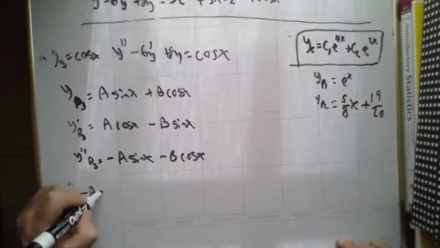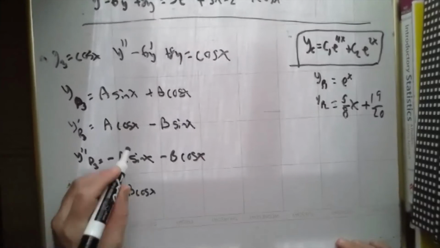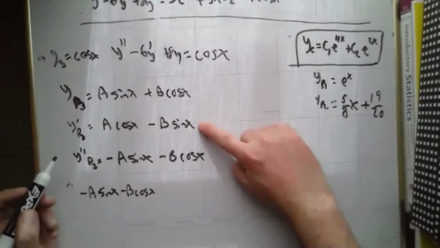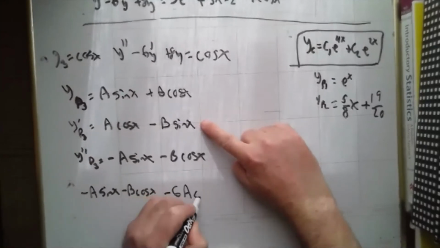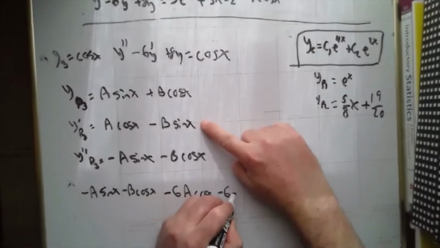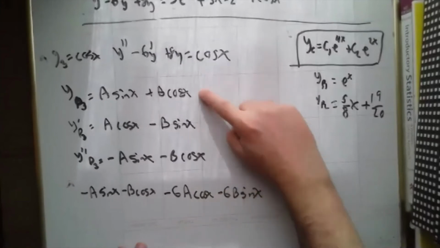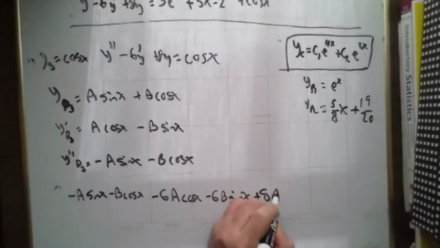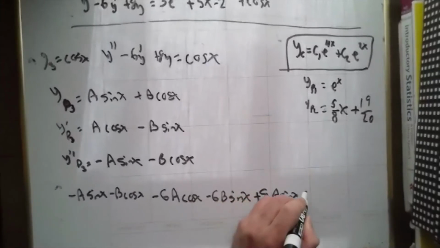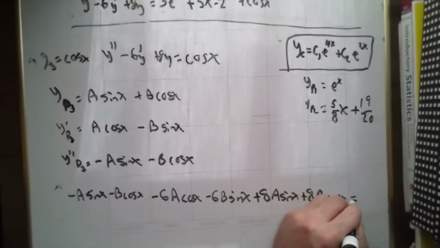So negative A sine minus B cos. I'm going to go ahead and distribute this 6 as I go. So -6 times this guy. -6A cos minus 6B sine. You guys watch me as I go here. Plus 8 of those. Should equal just 1 cos.